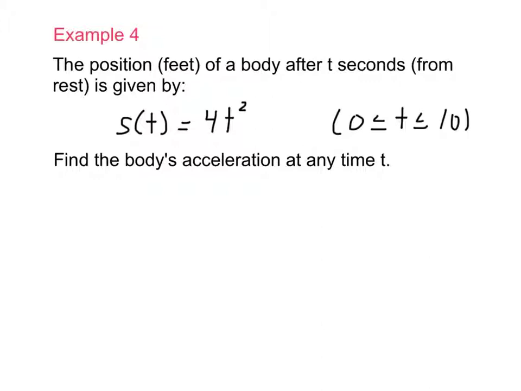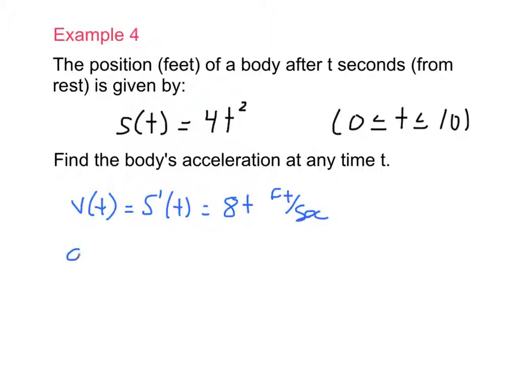So in example 4, we're given a position function. Position's measured in feet. This is the position of the body after t seconds from rest, and it's s of t equals 4t squared. We are simply asked to find the acceleration at any time t, meaning we have to find the second derivative. So first we get the velocity, which is the first derivative, which would be 8t. And this is in feet per second.